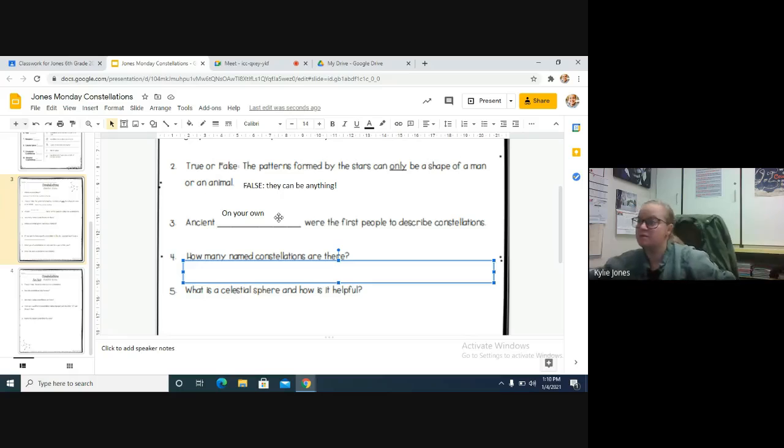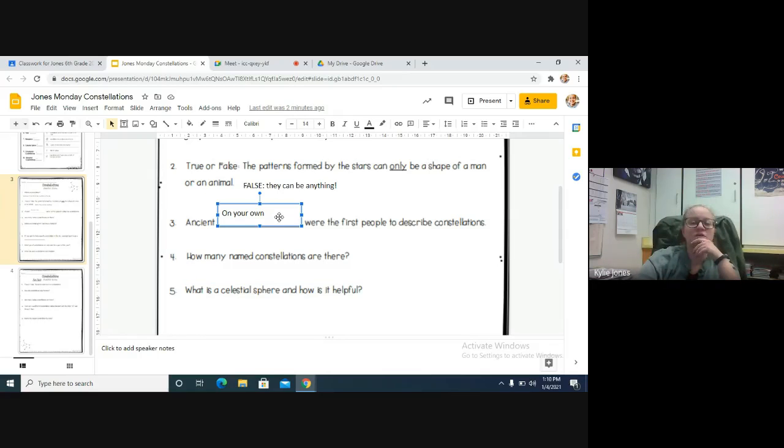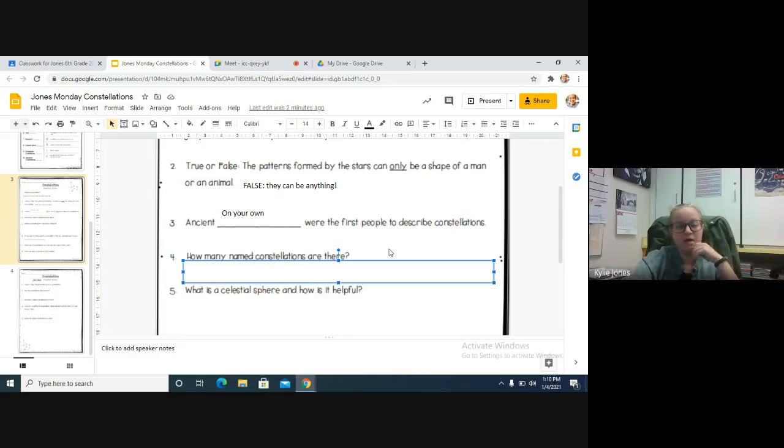Alrighty. So hopefully on number 3 you have an answer there. Who were the first people to describe the constellations? And it's a culture that we have already talked about. Number 4, this one I also think that you can find on your own. How many constellations are there? So I just need a number of how many constellations. And do this one on your own as well, please.